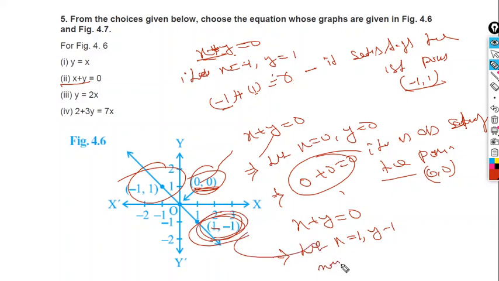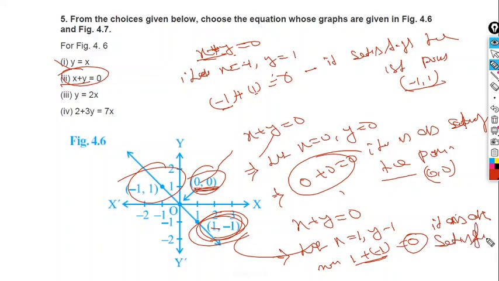Now 1 plus minus 1 is equal to 0. It is also equal to our RHS, isn't it? So therefore you can see it is also satisfying our equation. Therefore we can say the equation x plus y equal to 0 is the equation for this graph.